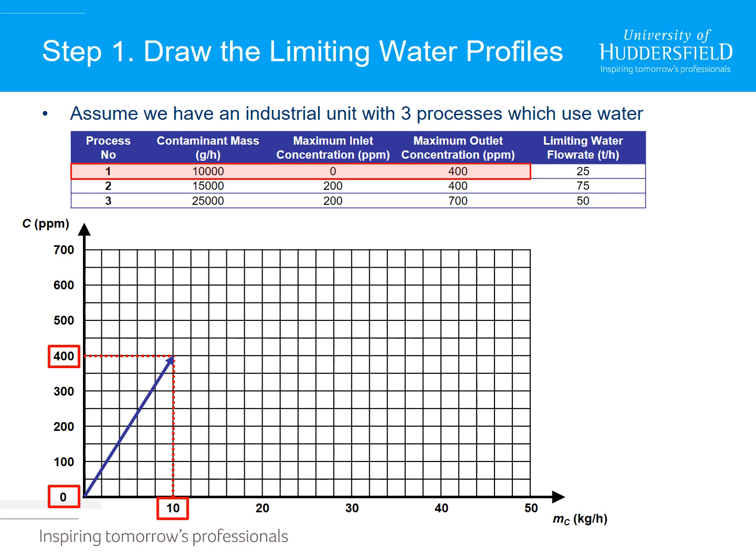Similarly, we can draw the limiting water profile for process number 2. The maximum inlet concentration is 200 ppm and the maximum outlet concentration is 400 ppm. The contaminant mass load is 15 kilos per hour, which, if added to the contaminant mass load of process number 1, will give the X coordinate for the ending point of the limiting water profile for process number 2, equal to 25 kilos per hour, 10 plus 15.